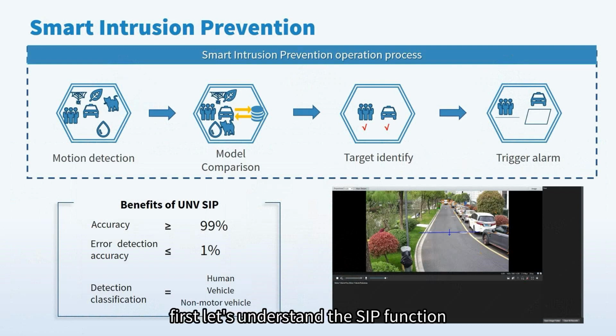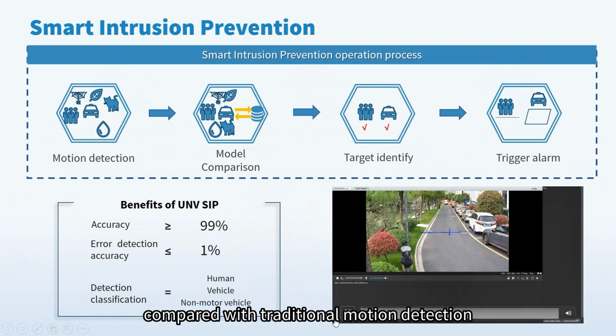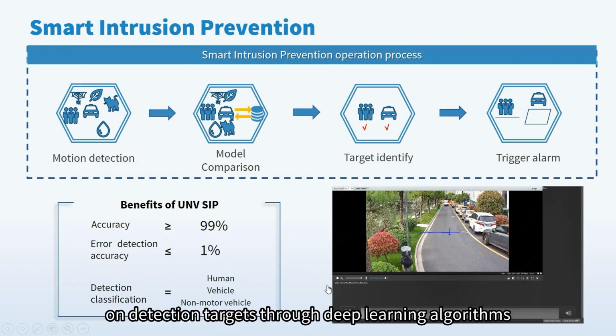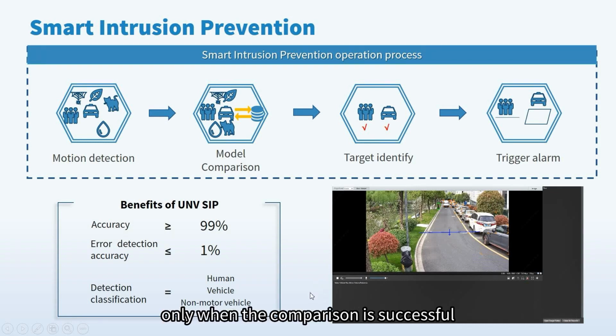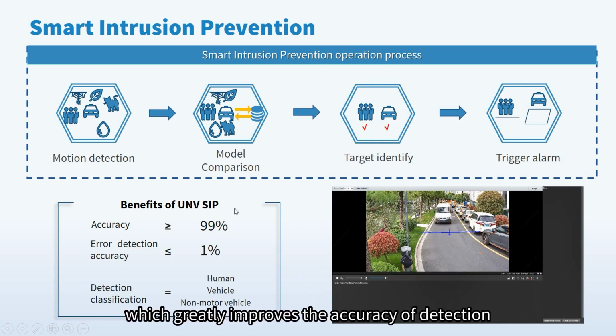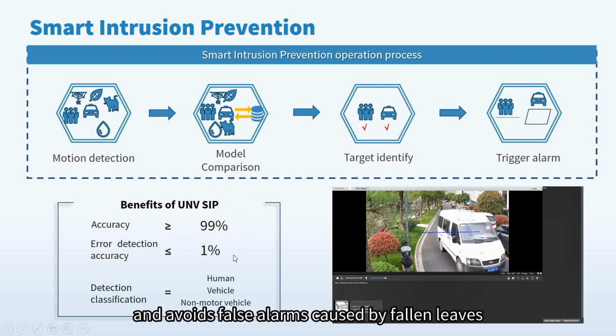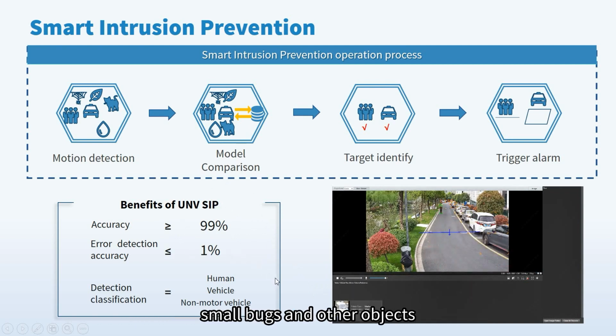First, let's understand the SIP function. Compared with traditional motion detection, our SIP function can perform model comparison on detection targets through deep learning algorithms and accurately distinguish pedestrians, motor vehicles, and non-motor vehicles. That is to say, only when the comparison is successful, the alarm will be triggered, which greatly improves the accuracy of detection and avoids false alarms caused by fallen leaves, small bugs, and other objects.